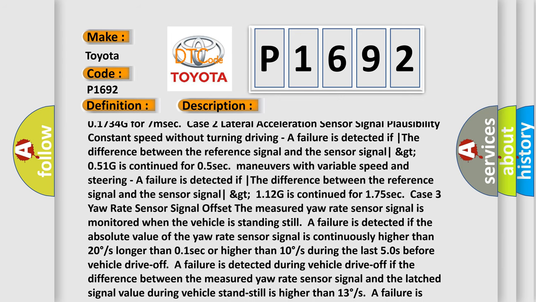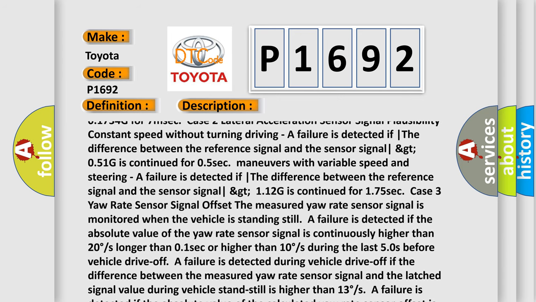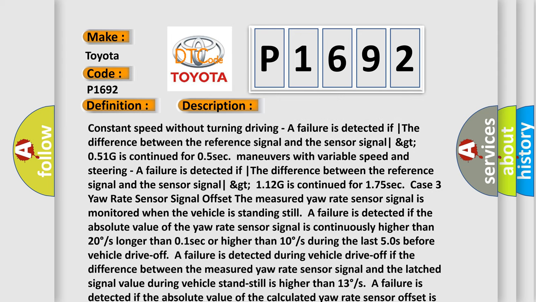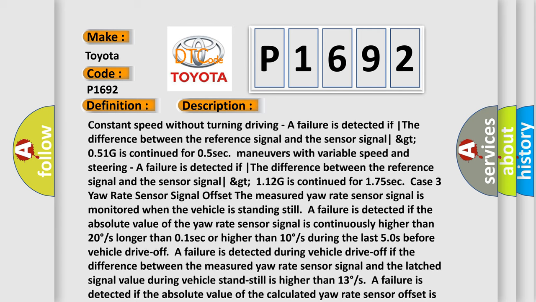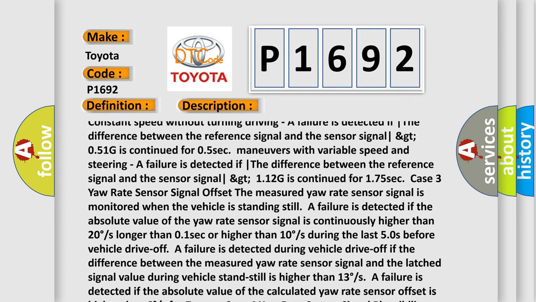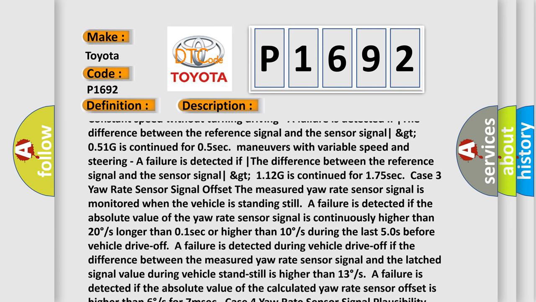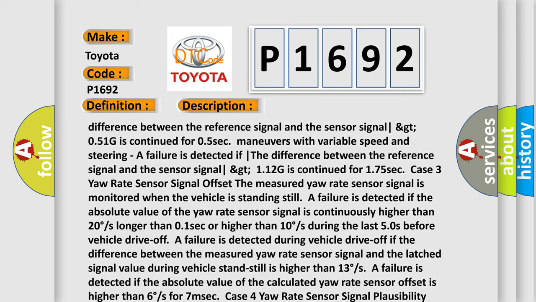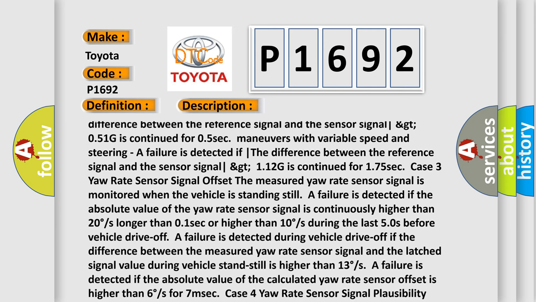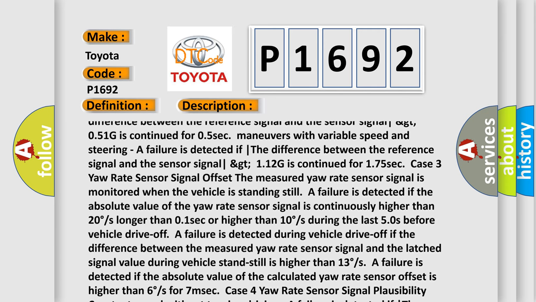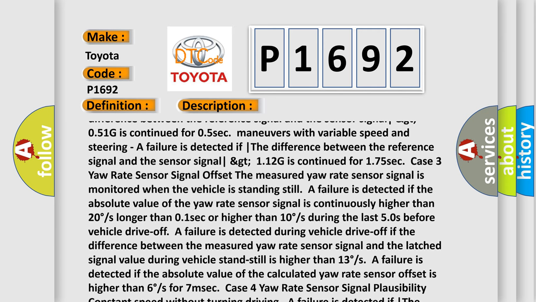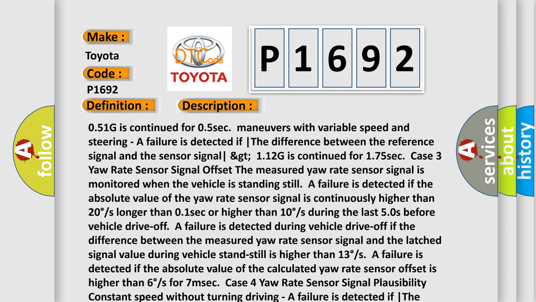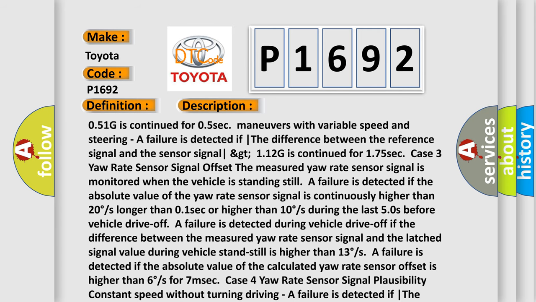Case 4, yaw rate sensor signal plausibility, constant speed without turning driving. A failure is detected if the gradient of the measured sensor signal is greater than 540 degrees per second and the difference between the reference signal and the sensor signal is greater than 10 degrees per second, continued for 0.25 sec. A failure is detected if the gradient of the measured sensor signal is less than 540 degrees per second and the difference between the reference signal and the sensor signal is greater than 10 degrees per second, continued for 0.5 sec.